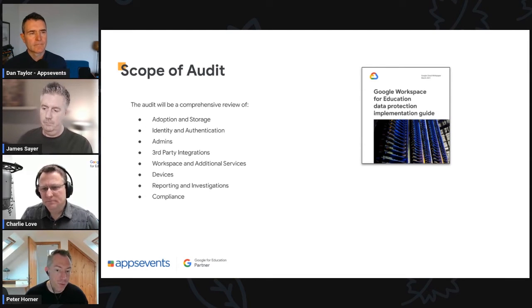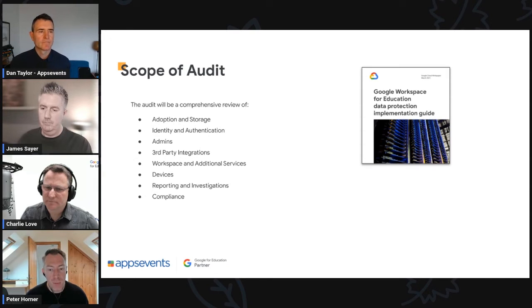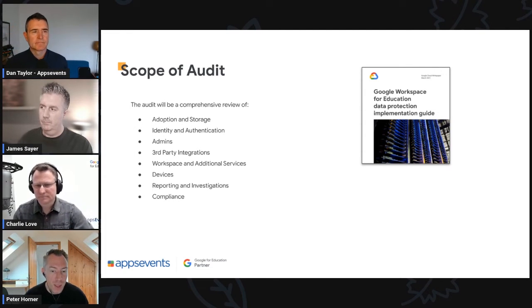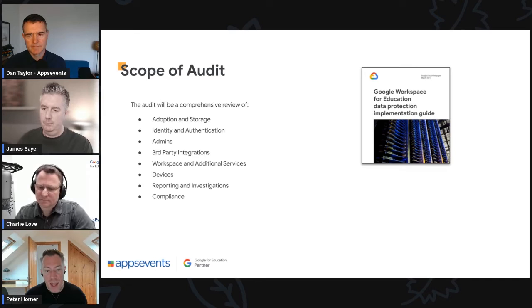We look at identity and authentication. We look at how you manage your admins, particularly your super admins. We look at any third-party integrations. So that's other third-party services you and your users might be using your Google Workspace accounts for. That's quite a key area to look at. We look at how different Workspace services are configured. Are they configured using best practices? Is there any improvements we could make there?